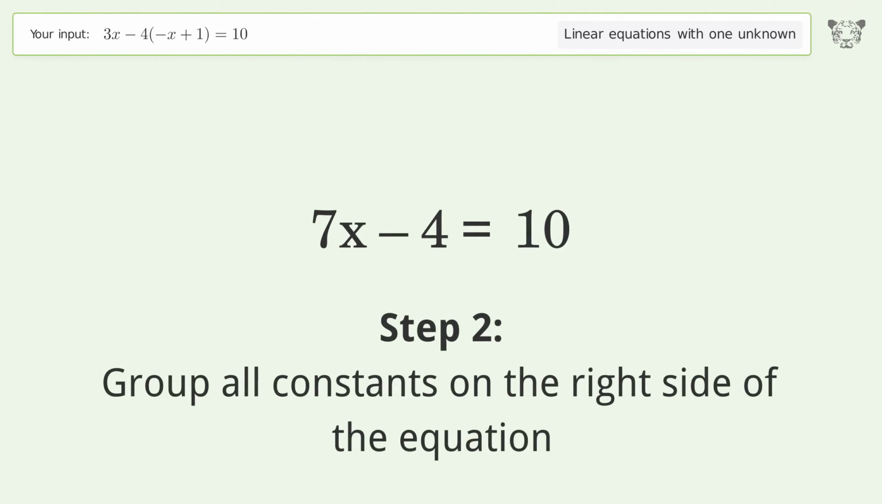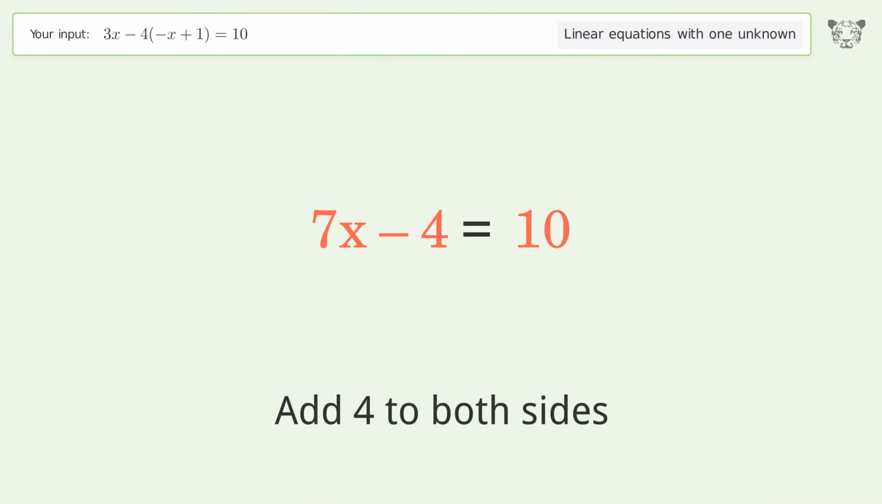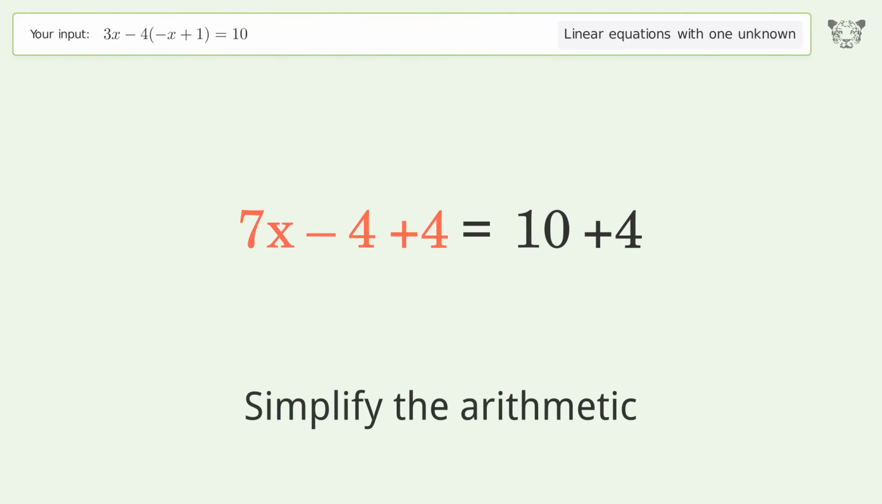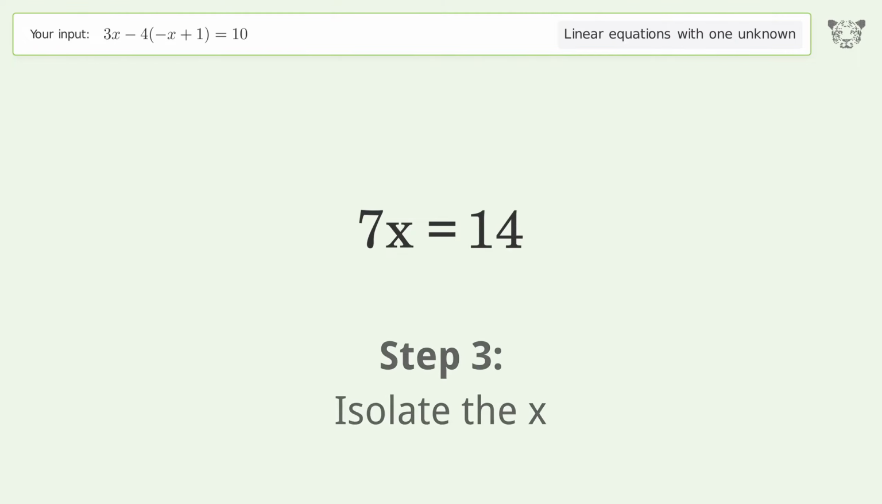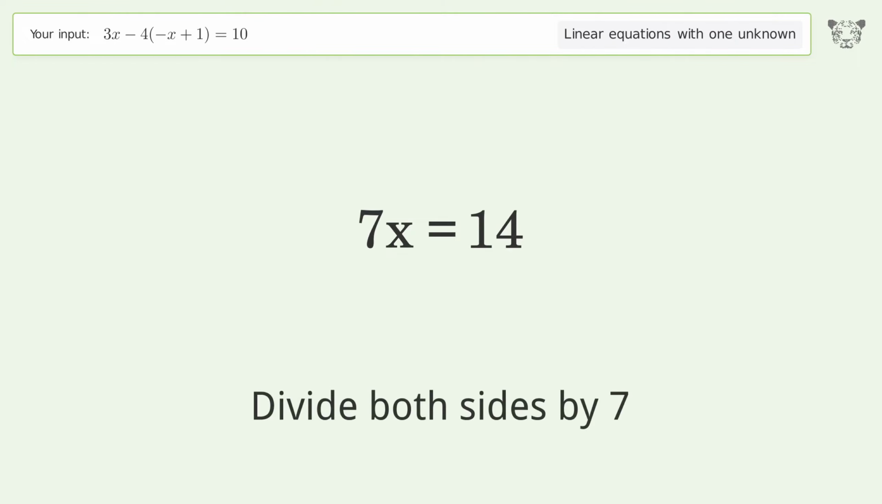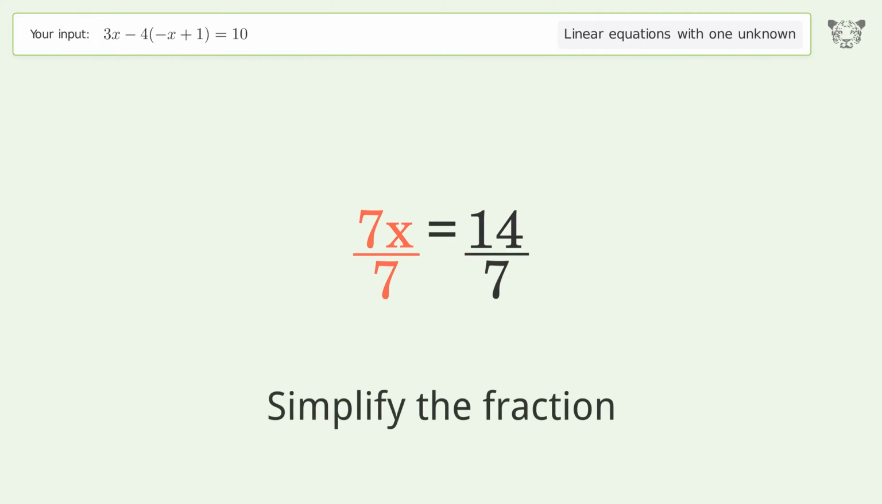Group all constants on the right side of the equation. Add 4 to both sides. Simplify the arithmetic. Isolate the x. Divide both sides by 7. Simplify the fraction.